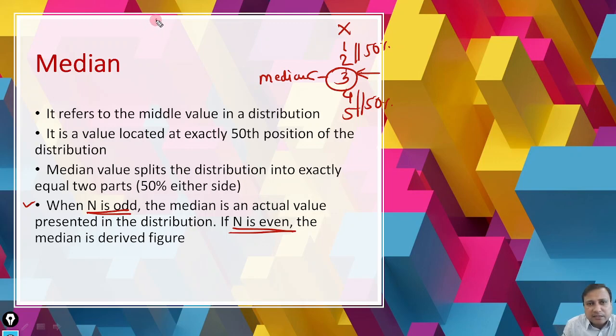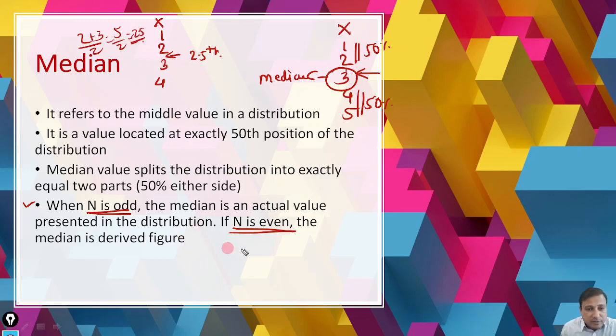Now take another example. Suppose here is x, 1, 2, 3 and 4. There are 4 values, and if I use a formula to compute the median, it will come somewhere here, at the 2.5th item. So I'll have to derive it again. I'll have to combine 2 plus 3 divided by 2, that is 5 divided by 2, which is 2.5.